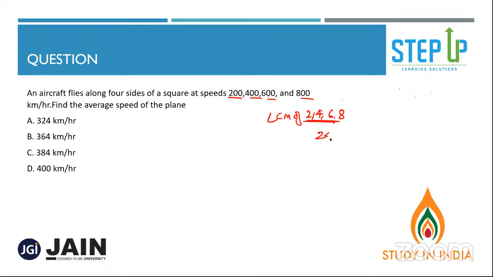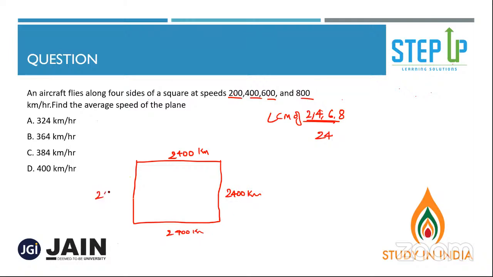24. 8 is not the LCM. 8 is not divisible by 6. So 24, I'll assume that the four sides of the square, each side is 2400 kilometers. Now the total distance I traveled is 24, 24, 24, 24, 9600 kilometers.